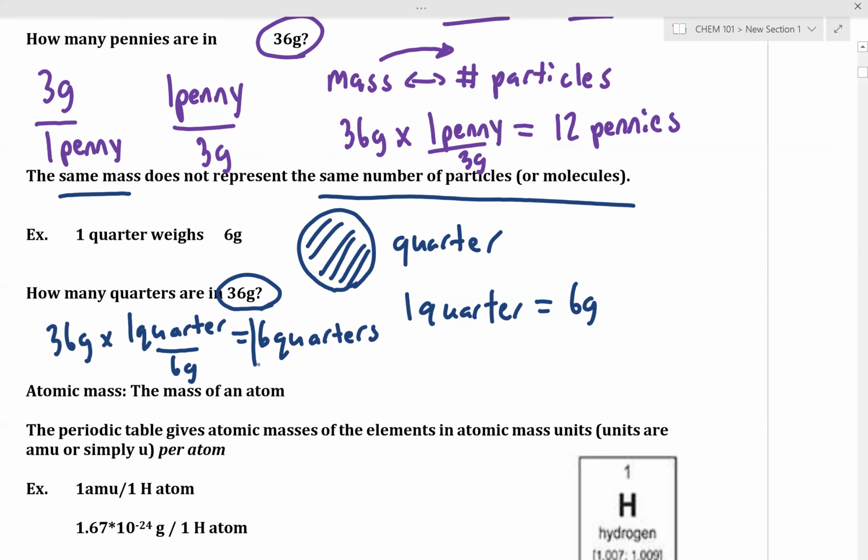The key thing I want you to focus on is if we compare the number of coins that we have in these 36 grams, do we have a different number of pennies than quarters? Yes. So different particles have different masses. That's the key point I want you to keep in mind.